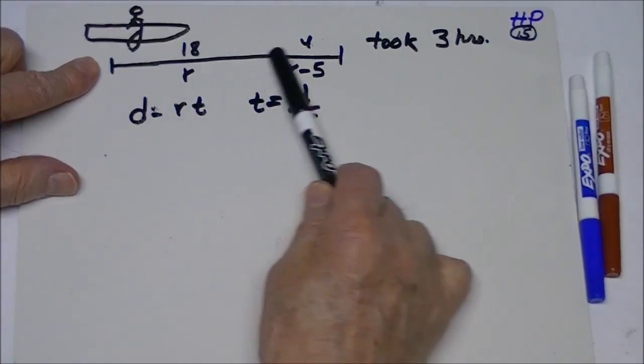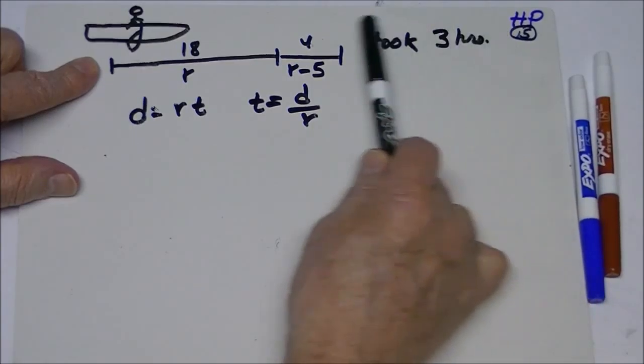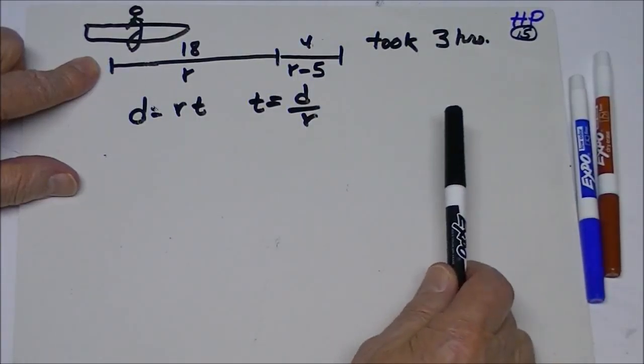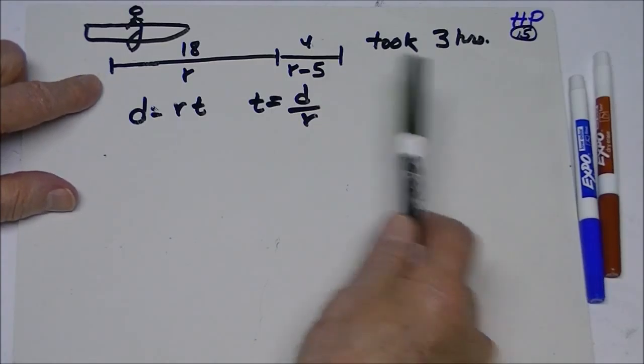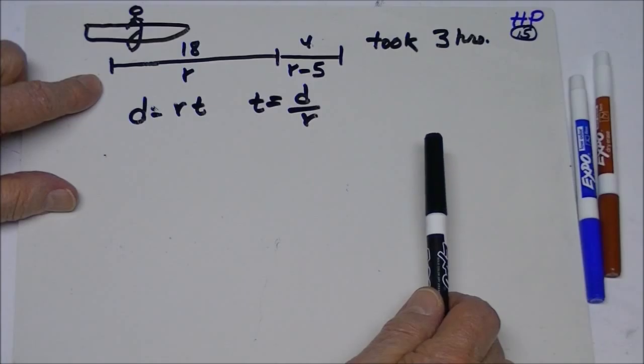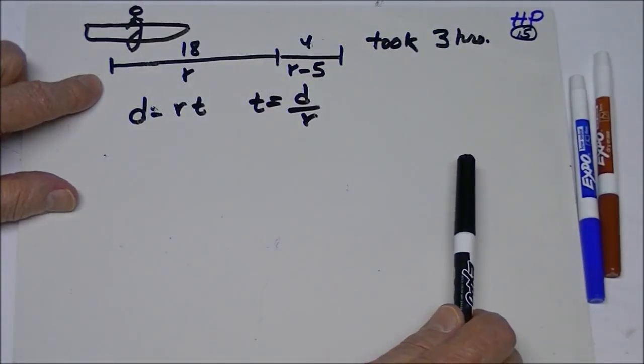Now the total trip took 3 hours. So this is the information they've given us in the problem. And what we're wondering about is, how do we figure it out? Well, again, this recipe is going to apply for many things, so it's going to be very useful.